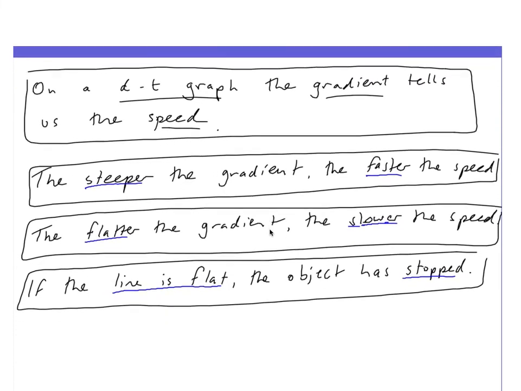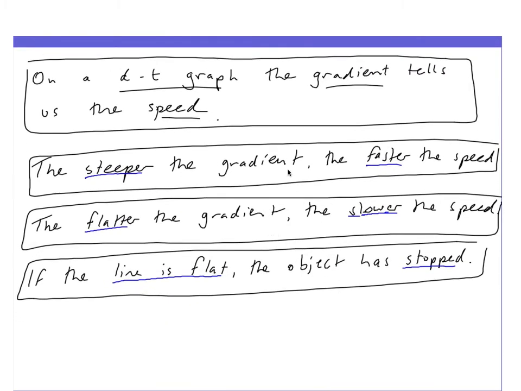So, to summarise, on a distance time graph, the gradient tells us the speed. The steeper the gradient, the faster the speed. And the opposite is true: the flatter the gradient, the slower the speed, until eventually, if the line is totally flat, the object has stopped.